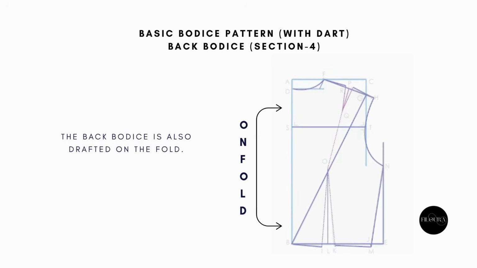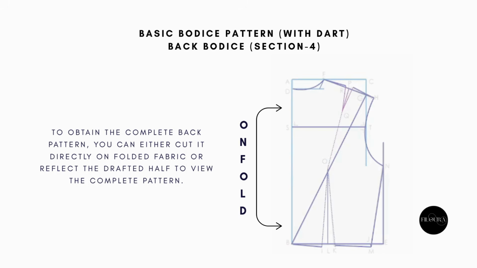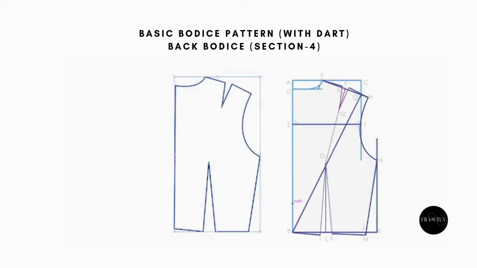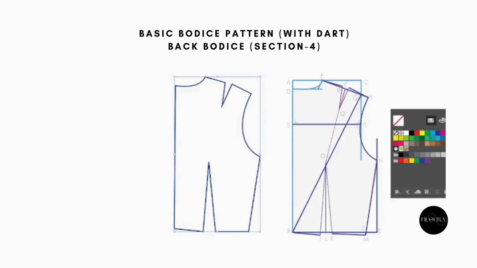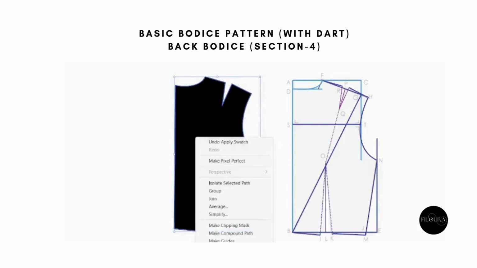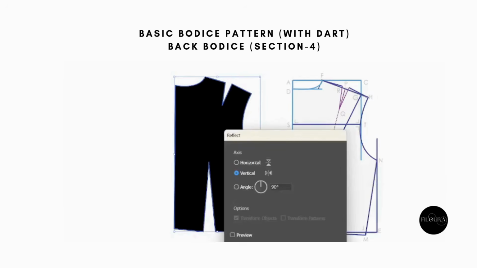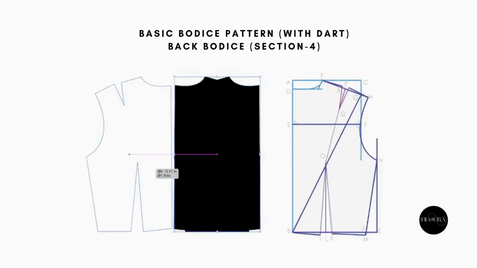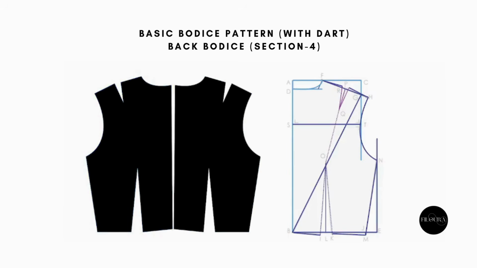Just like the front bodice, the back bodice is also drafted on fold. To obtain a complete back pattern, you can either cut it directly on folded fabric or reflect the drafted half to make the complete pattern. So let me show that quickly. Now here it is. This completes the back bodice pattern.